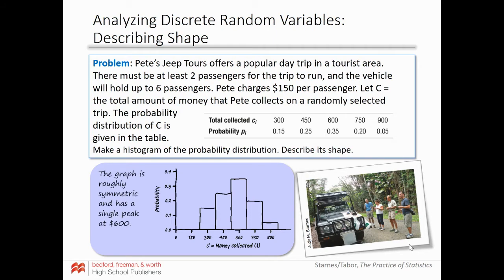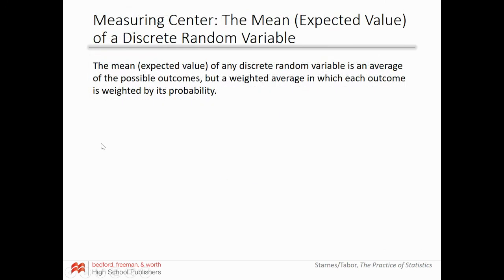All right. And now we can talk about the graph: it is roughly symmetric with a single peak at $600. That single peak tells us the most likely, most common occurrence, the one that happens most often, is $600. So we just talked about the shape, and then we'll talk about center and spread.